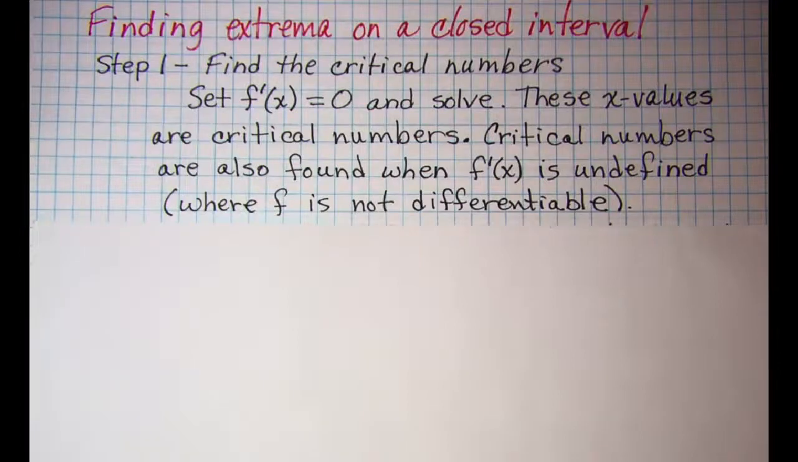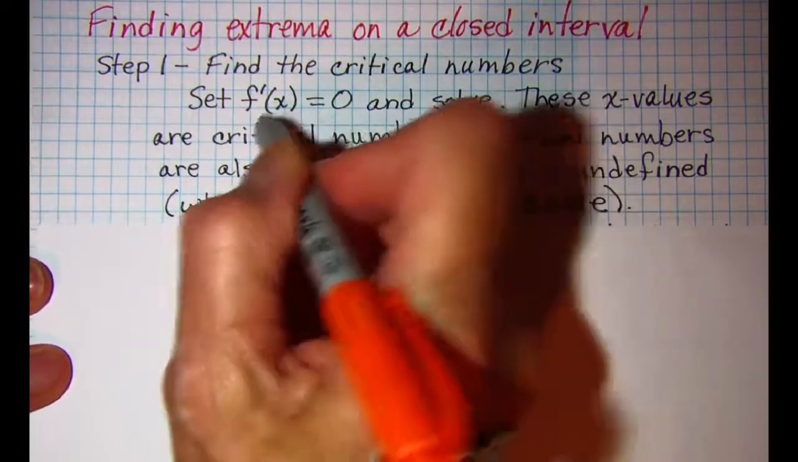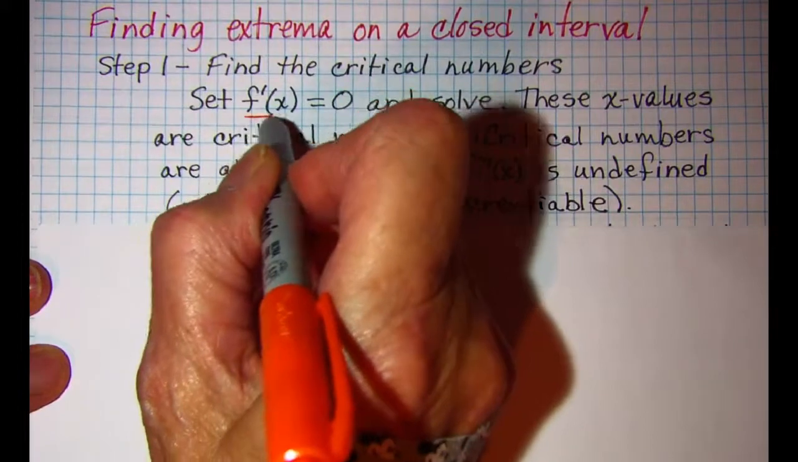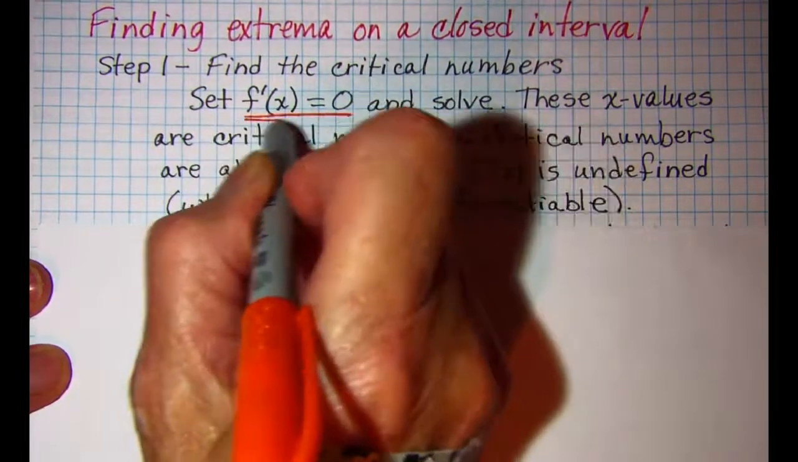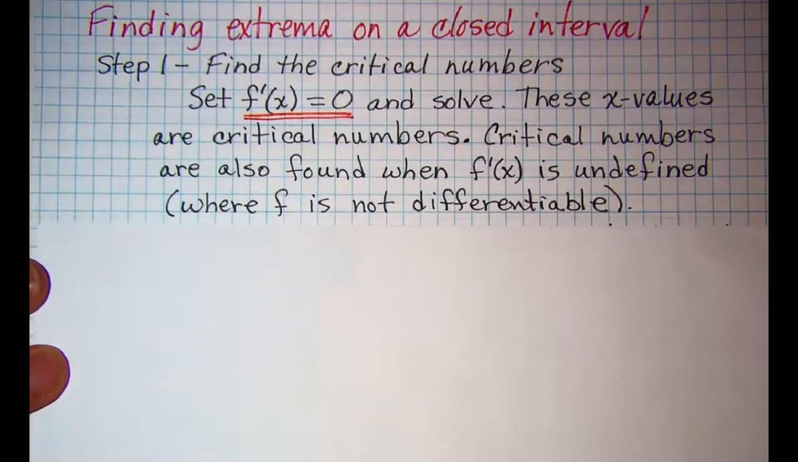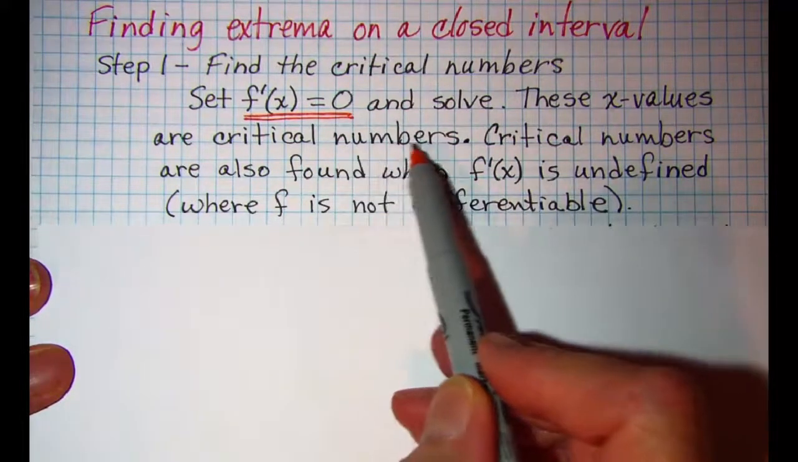In this video, we'll be finding the extrema of a function on a closed interval. The first step that we'll take is to find the critical numbers. We do that by letting the derivative equal 0. So that's the first thing that we'll want to do is find the derivative of our function and set it equal to 0, and then solve for those x values. These x values then are called the critical numbers.